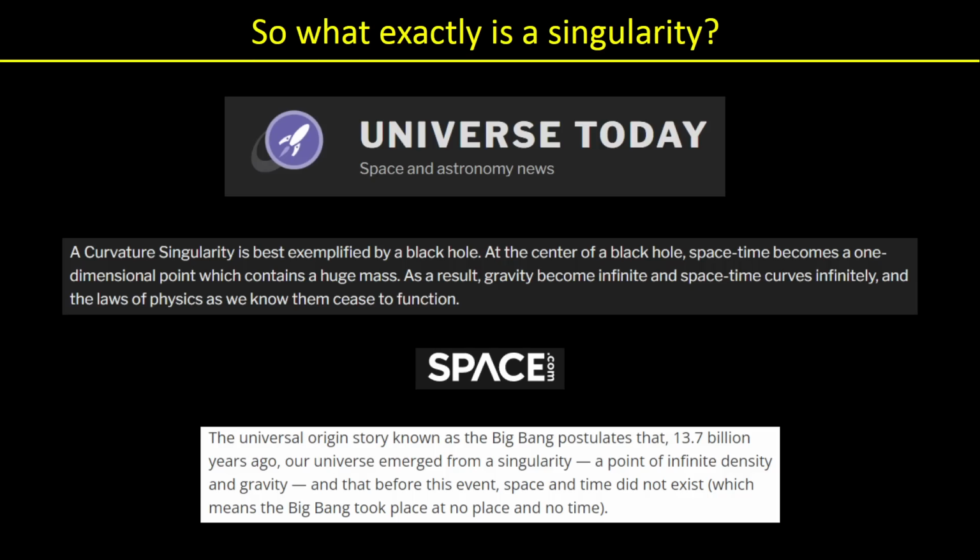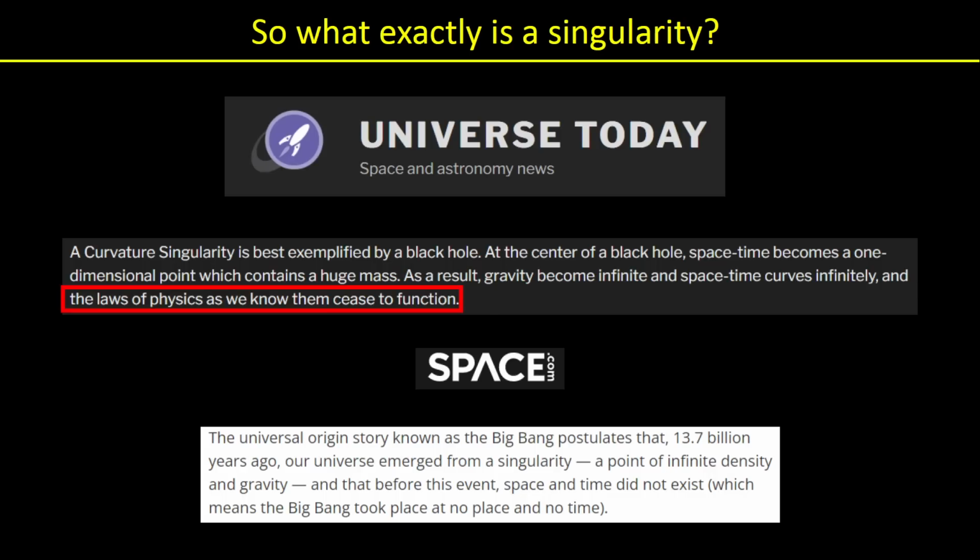Okay, so they talk a lot about singularities. What is a singularity? Marvel doesn't tell us, unfortunately. However, science does. So Universe Today says that a curvature singularity is best exemplified by a black hole. At the center of the black hole, space-time becomes a one-dimensional point which contains a huge mass. As a result, gravity becomes infinite and space-time curves infinitely. And here's the key: the laws of physics as we know them cease to function.